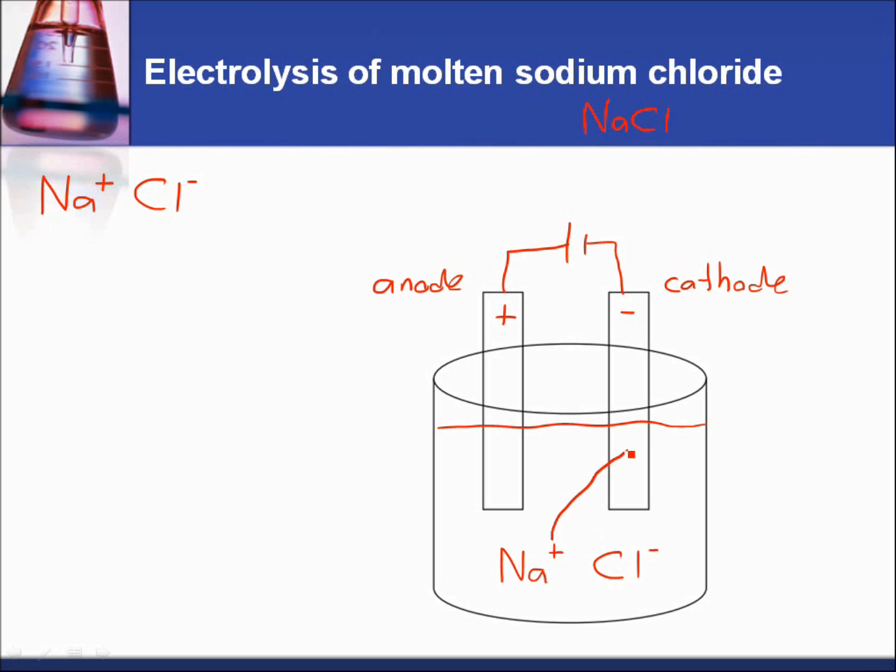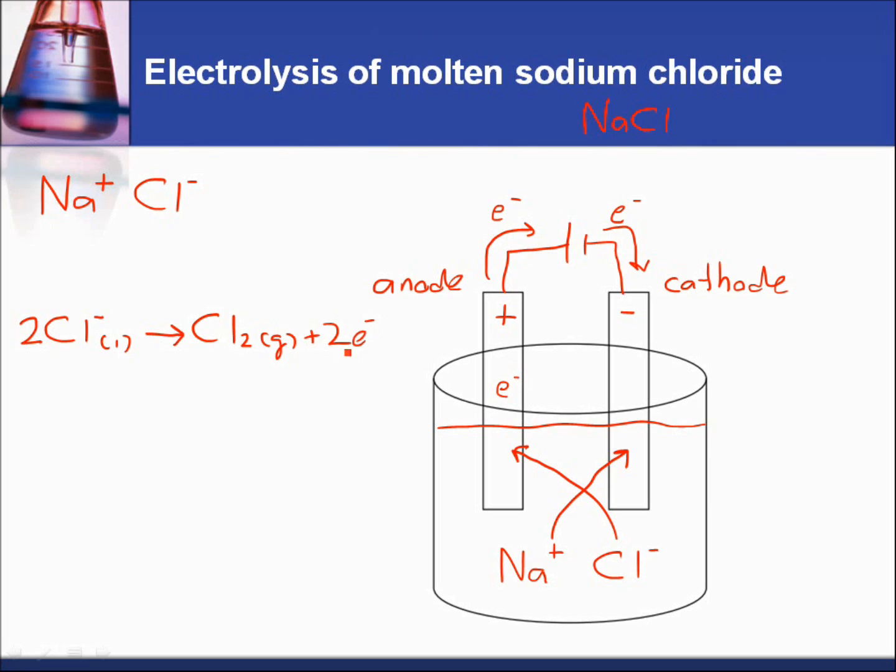The Na+ is attracted to the cathode, the Cl- is attracted to the anode. Okay, now what's going to happen is when this Cl- gets to here, it's going to give up an electron, and that electron is going to flow from the anode to the cathode, just like in a voltaic cell. Okay, it goes from anode to cathode. So we can write half equations. So we've got 2Cl-. Don't forget it's 2Cl-. Everything's in liquid, and it's going to give you Cl2, which is a gas, plus 2e-.